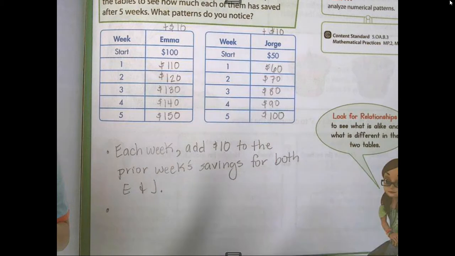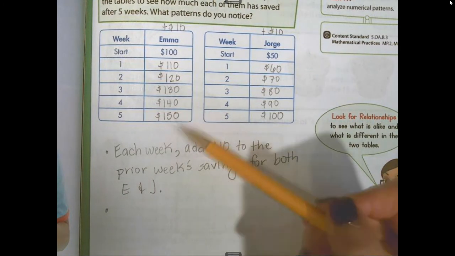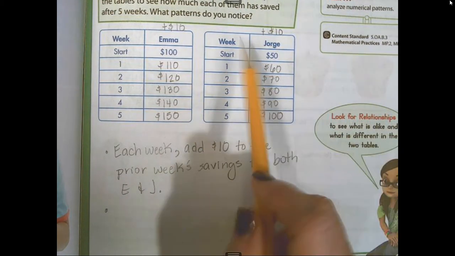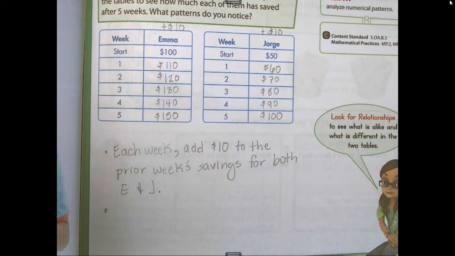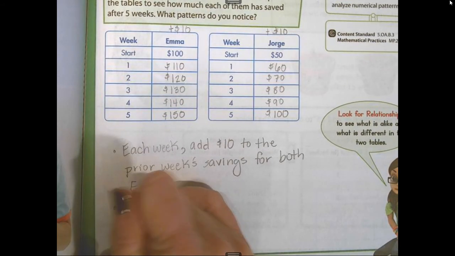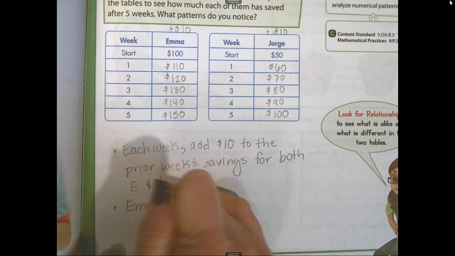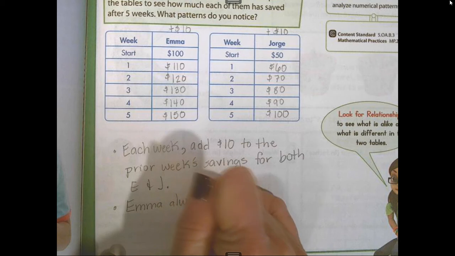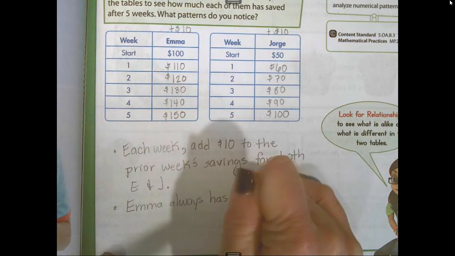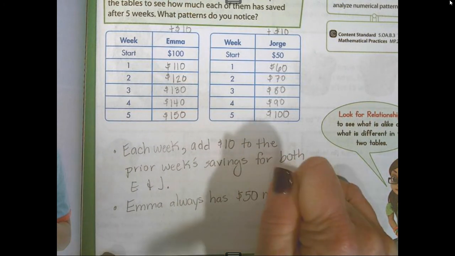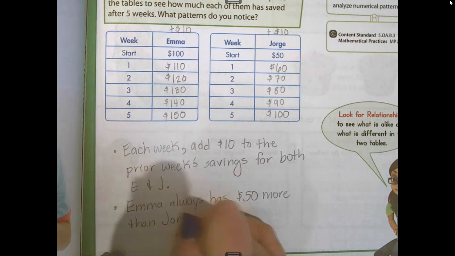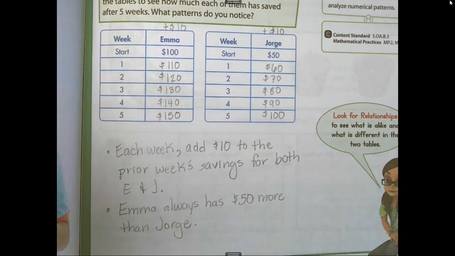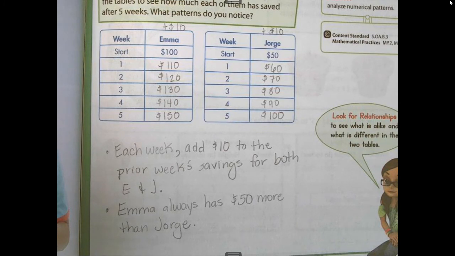All right, what I notice is that Emma always has more money, and I notice that no matter what week we're at or even at the start, Emma always has $50 more than George. So that is one thing I noticed, that Emma always has $50 more than George. Or you could write that George always has $50 less than Emma. Either way you want to do it.